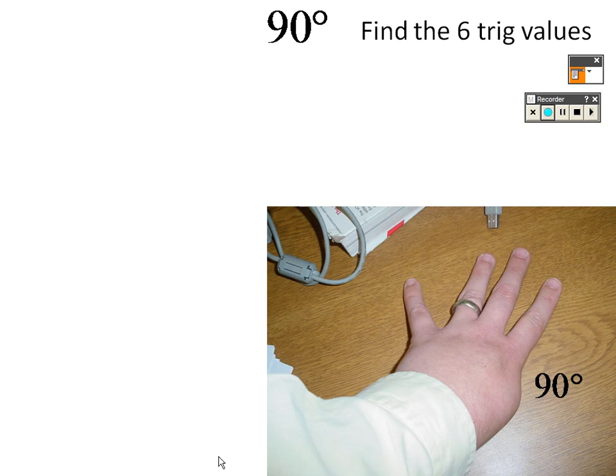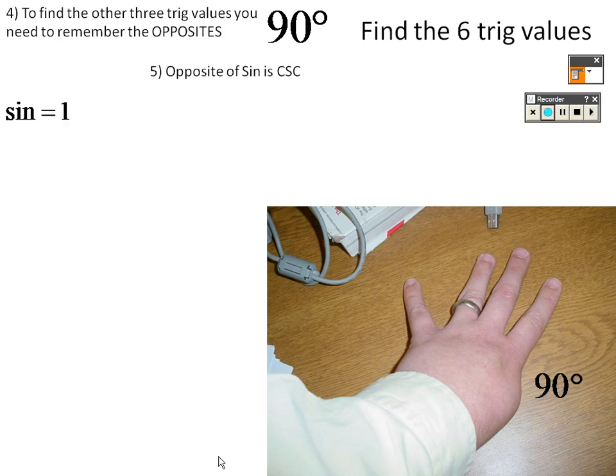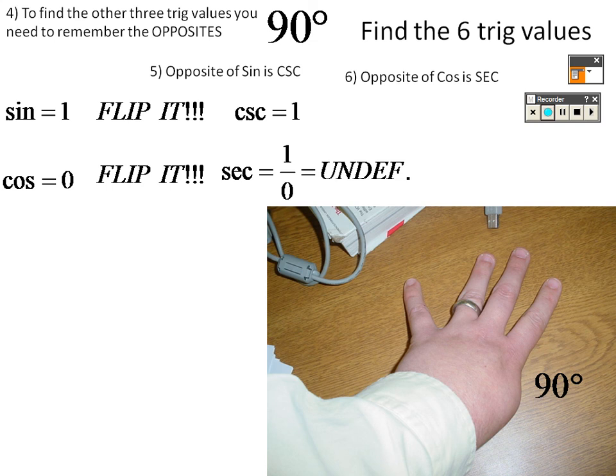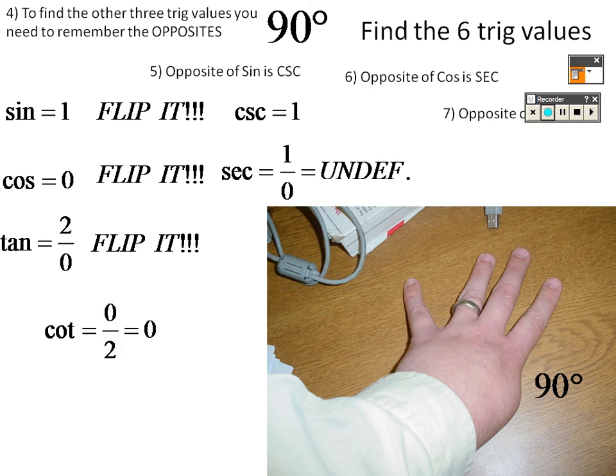So to find the other values, you just flip it. So flip sine, you get 1 for cosecant. Flip cosine, you get undefined because you can't have something with 0 on the bottom. Now remember, tangent we said was 2 over 0. When you flip that, you end up getting 0, so cotangent does work. Tangent didn't work, that was undefined, but cotangent does work.